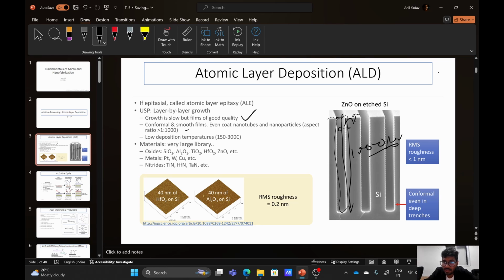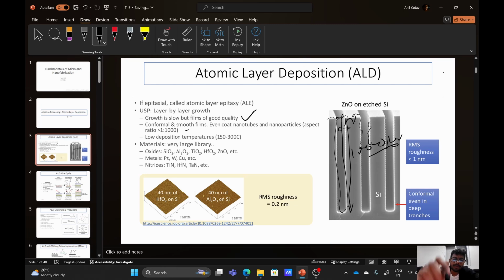Also you can notice there is some roughness over the zinc oxide. The roughness is exactly following the same morphology as whatever was in the trench, because the trench itself was somewhat rough. So that is why there is roughness in the white layer.